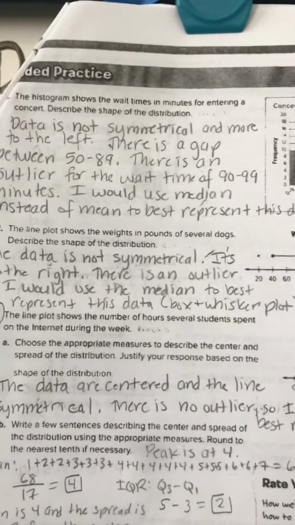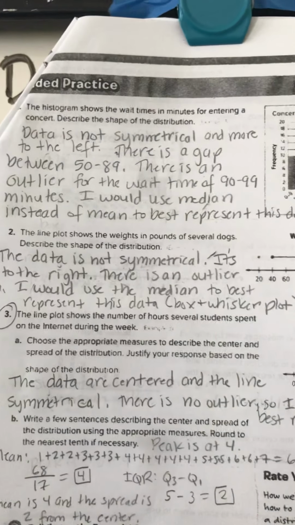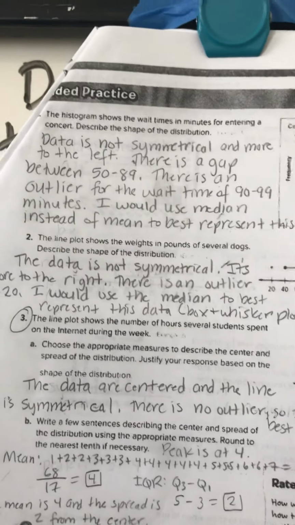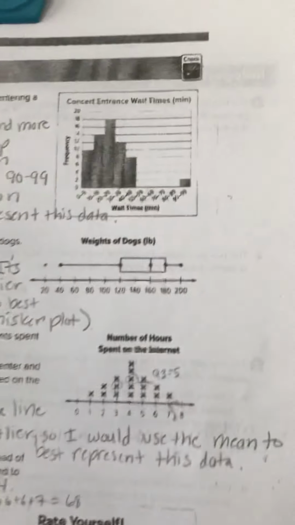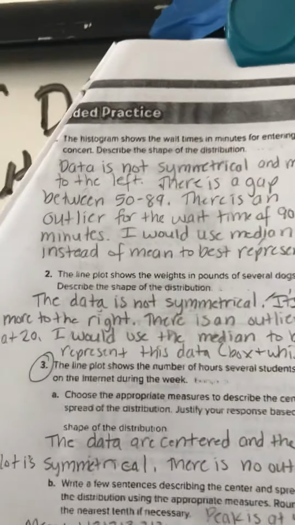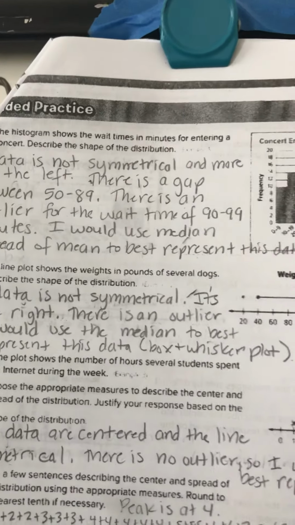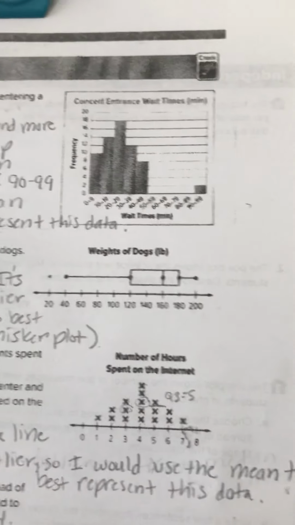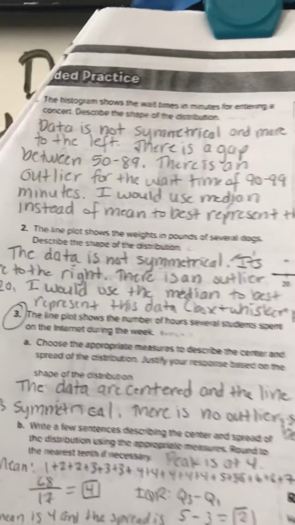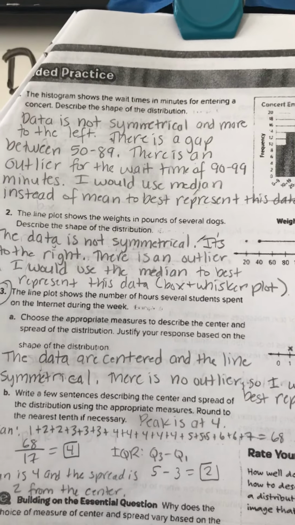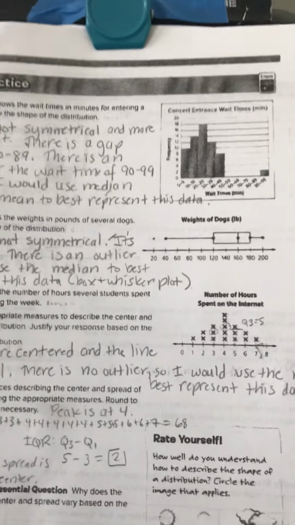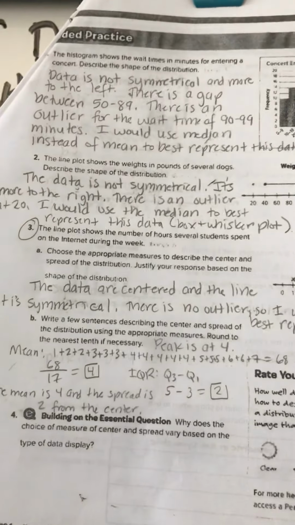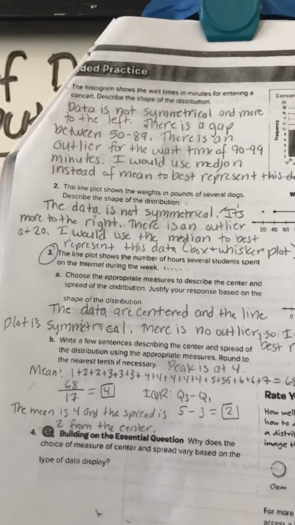So I just said describe it. I wrote data is not symmetrical and more to the left. There's a gap between 50 and 89, so I used the vocabulary word gap. And there is an outlier for the wait time of 90 through 99. See the outlier way to the right? And I would use median instead of mean to best represent this data. The question didn't ask that, but I just wrote that.